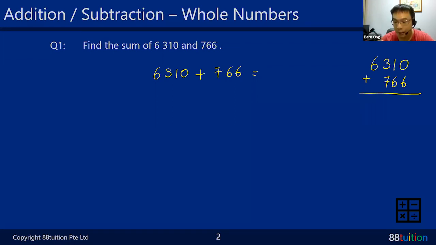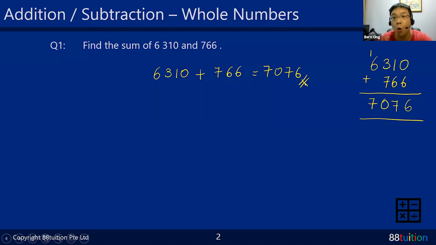So down here, let me add. 0 plus 6 is 6. 1 plus 6 is 7. 3 plus 7 is a 10. Bring a 10 up. 6 plus 1 is a 7. So the answer is 7,076. This is the only answer. No other answer.